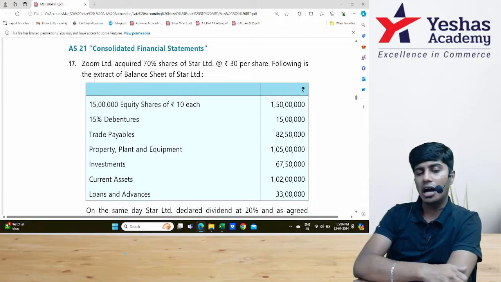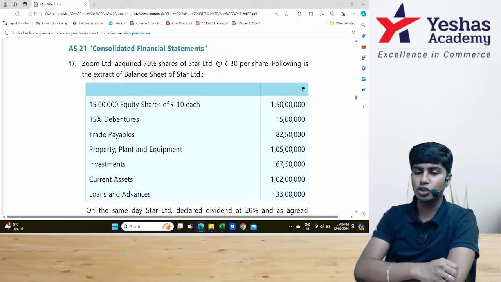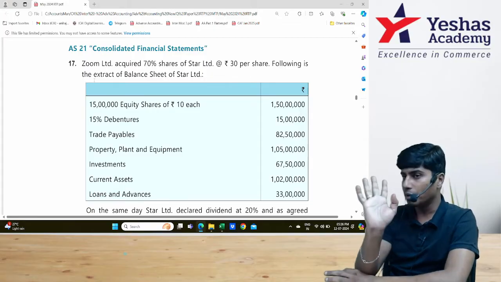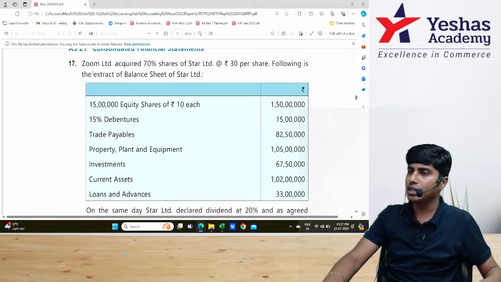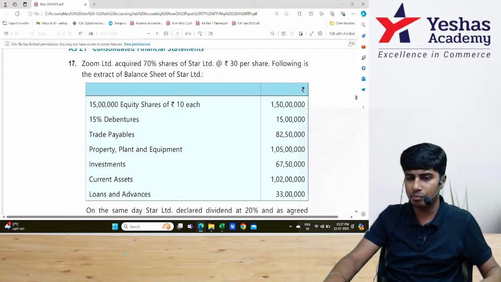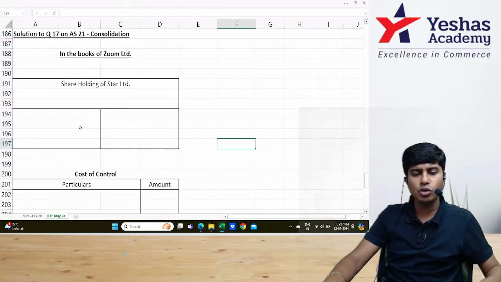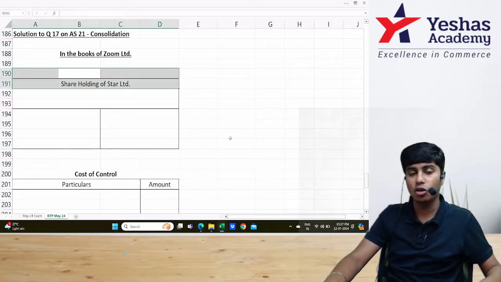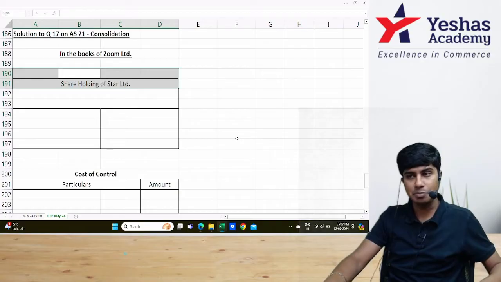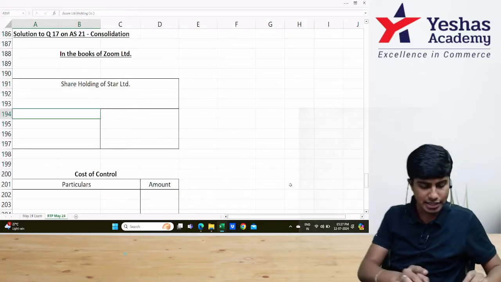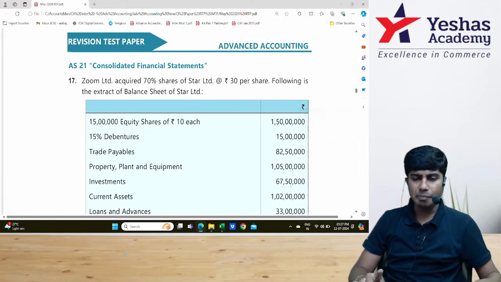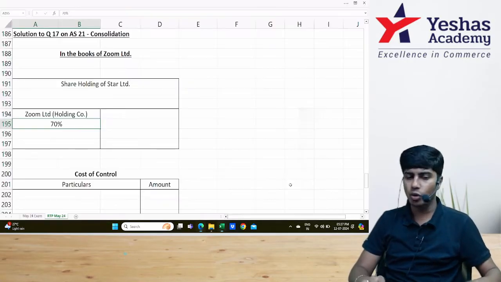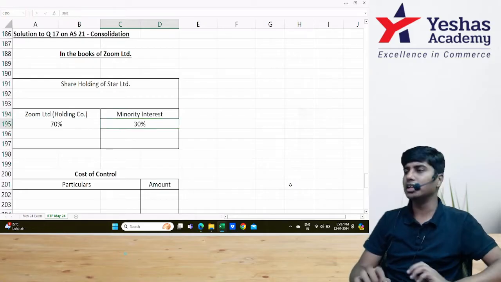Read. Zoom Limited acquired 70% of the shares of Star Limited at rupees 30 per share. 30 is purchase price, not nominal value. So how many percentage shares do we hold? 70%. And Zoom Limited is the holding company, Star Limited is the subsidiary company. So I would have to analyze the reserves, analyze the capital of Star Limited, which is my subsidiary. How much do I hold in Zoom Limited, the holding company? I hold 70% shares. 70%, how many shares do I hold? I don't know. I own 70%, so minority will be having 30% in it.